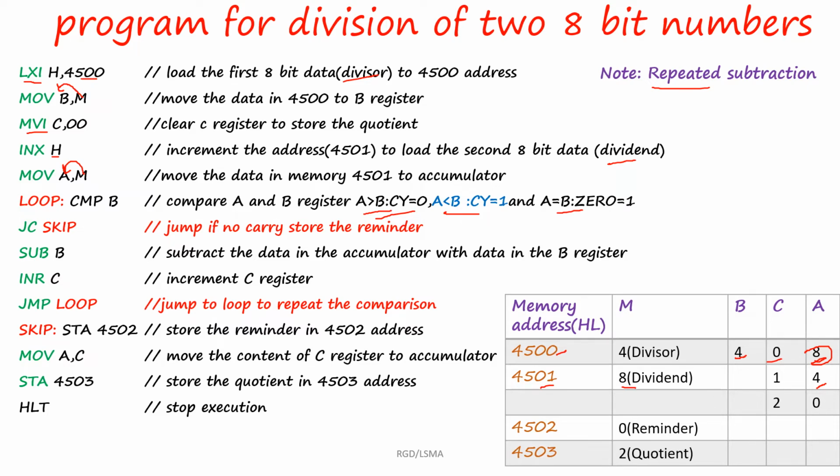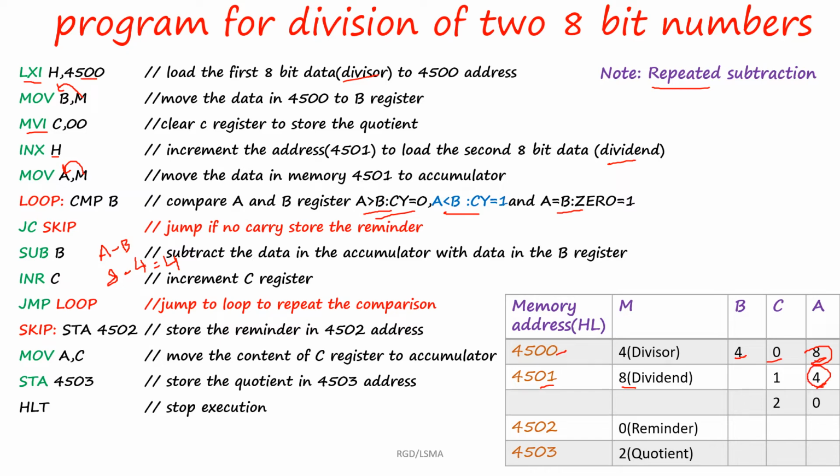What do you mean by subtraction? Subtract B, in the sense it is going to subtract A minus B. What is the data A? The accumulated data is 8 and the B register has a data of 4, right? So 8 minus 4, you will be getting the answer as 4. This 4 will be automatically stored into the accumulator. So now the accumulator has a value of 4.